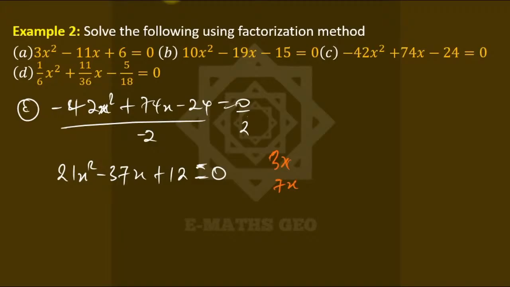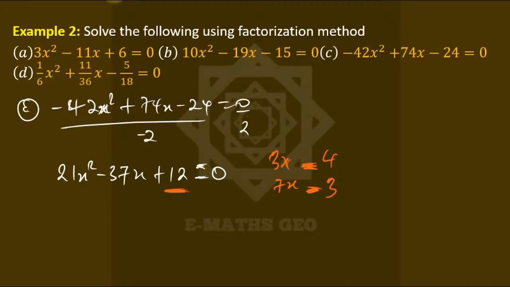4 and 3. If I check 9 and 28, it will give us 37. Yes, so 4 and 3 is the best. So I'll use 4 here, use 3. Since we have positive here, I'll use negative. Yes, so negative 4 times negative 3 is positive 12.